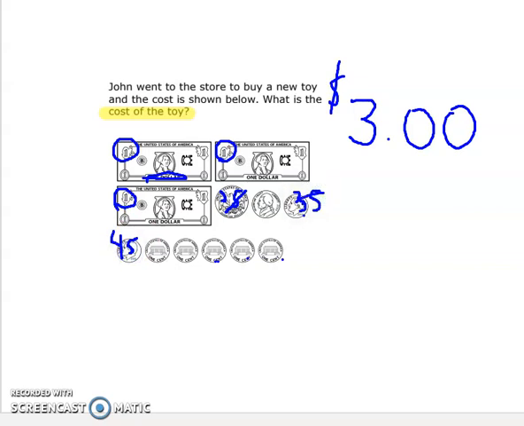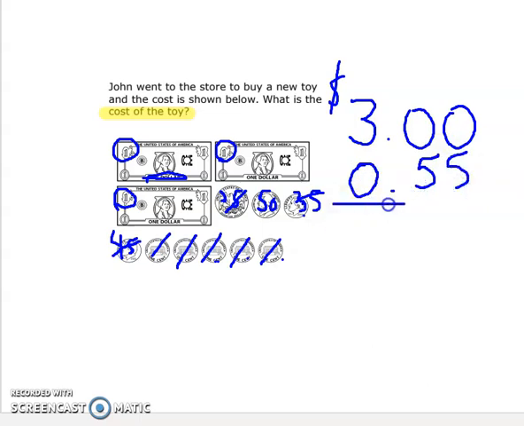And then I know I have a nickel. 45 cents plus 5 more is 50 cents. So I'm up to 50 cents. And now I can just count my pennies. 51, 52, 53, 54, and 55. So my coins add up to an amount of $0 and 55 cents.